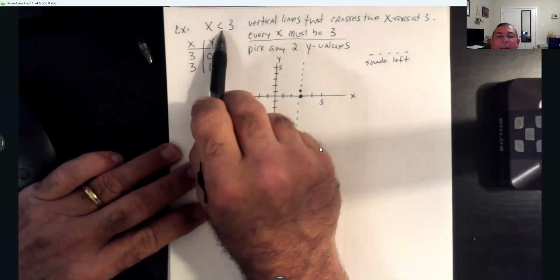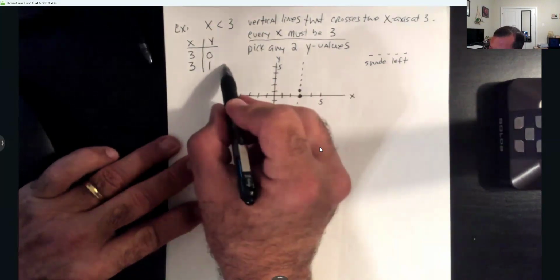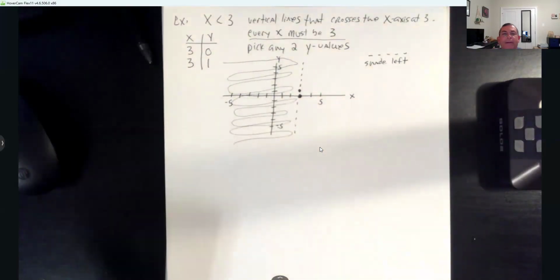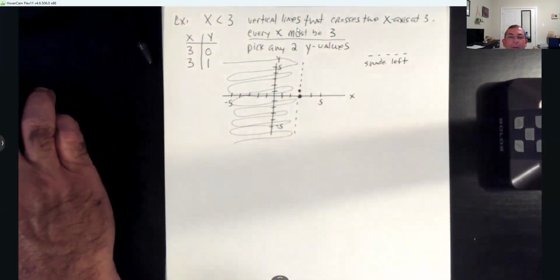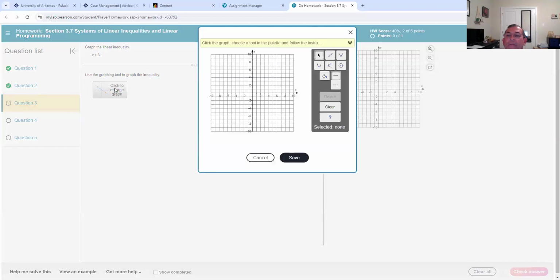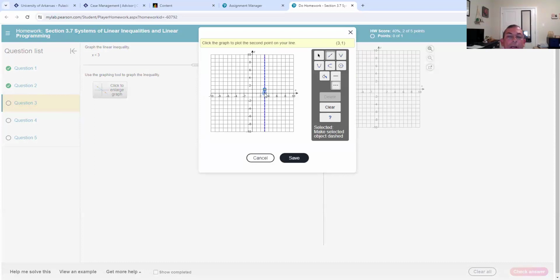And then less than on the x-axis would shade left. So we would come in and shade everything to the left side. So doing that on MathLab, let's see, I'm going to click to enlarge my graph. I'm going to choose my line tool and then come down here and make the selected object dashed. So now I'm doing a dashed line. So y'all watch this. I could go right 3, pick that. I could either go up 1, down 1. No matter what other point y'all picked, you could draw it on that vertical line. So we got our line drawn.